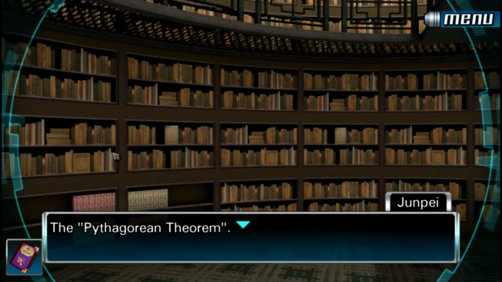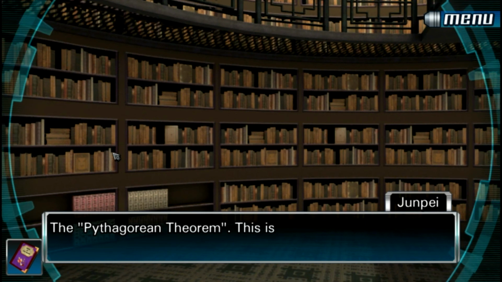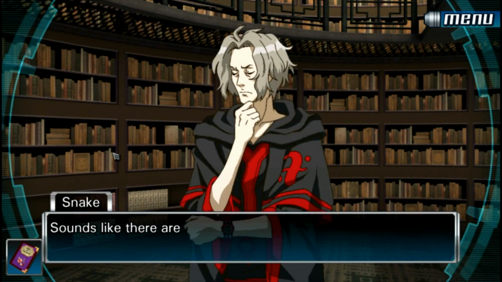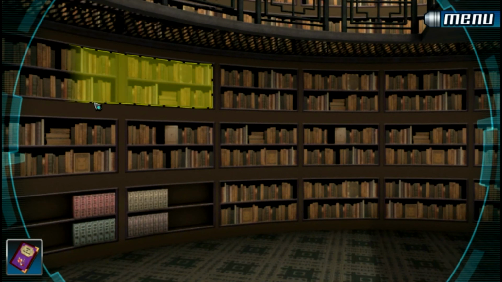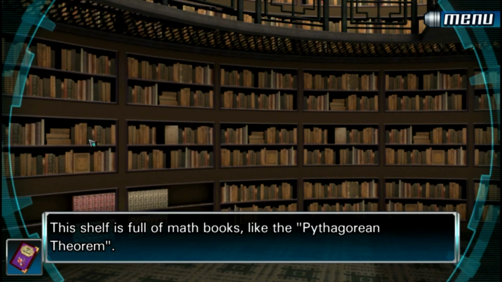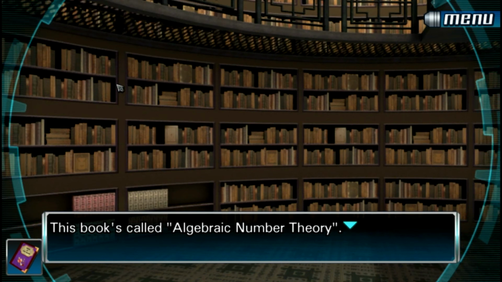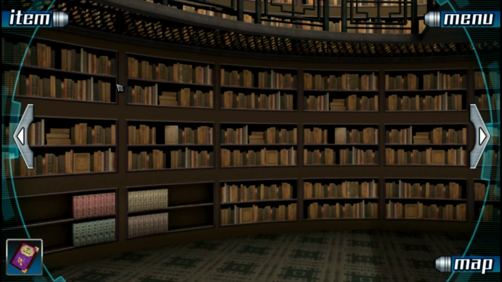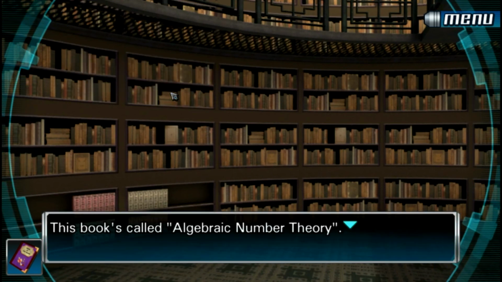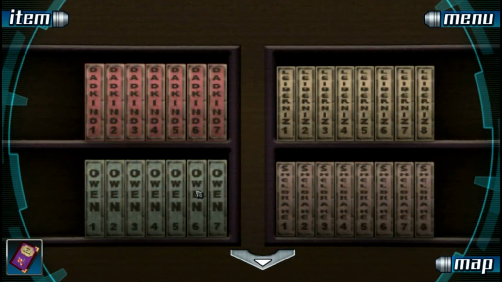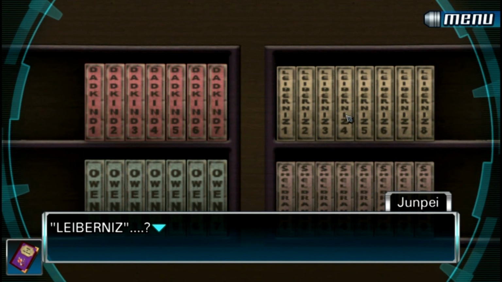This book's called, right? The Pythagorean Theorem. I think I heard this one before. This is a famous one. At least I think it's what I'm thinking it is. Sounds like there are a number of math books in this section. Only about theory though? How big is a book about a theory in mathematics? You would think that there is a book with multiple theories that are explained, but I mean, how big is a book that explains a theory over here? Jesus. I don't know, I mean, I never had a book about a theory of mathematics.